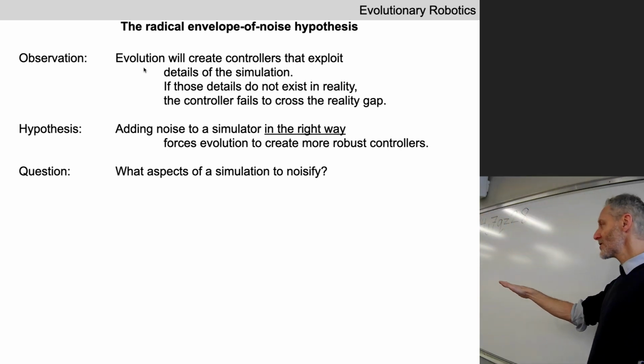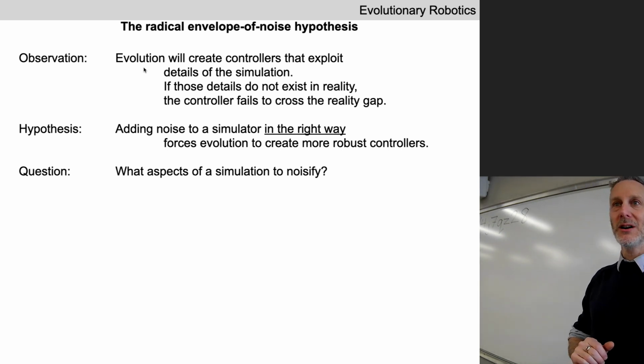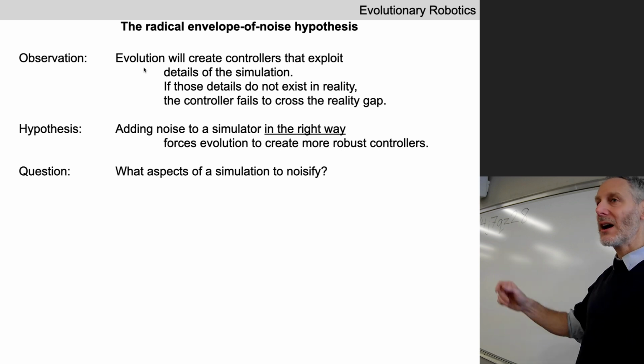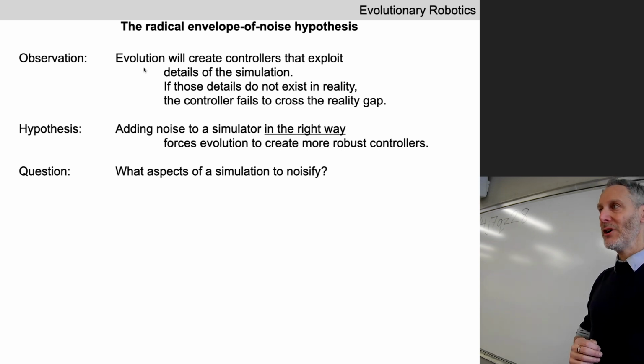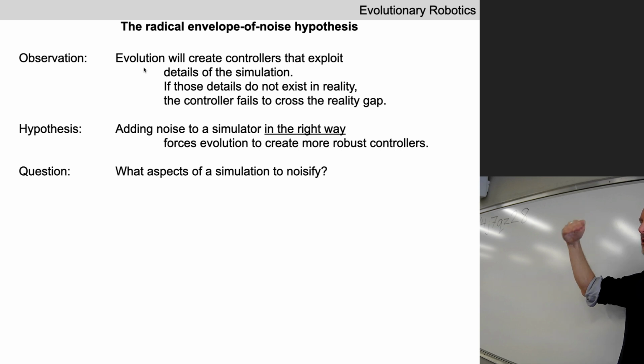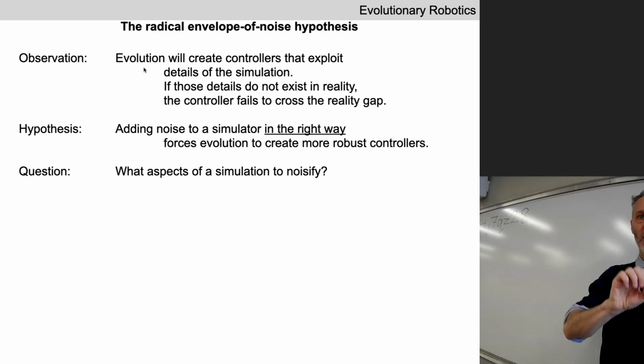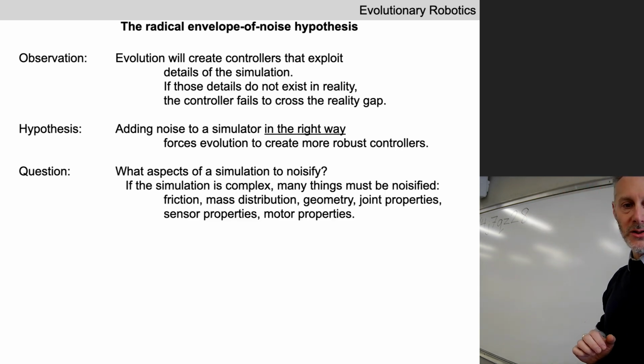Friction. In this room, maybe friction is relatively constant. It's relatively high. There's rugs in here. Out in the hall, it's the linoleum. The minute I walk outside, friction is quite different. Friction is usually a good aspect of the simulation to noisify. So you can see how we can start to go through a physical simulator and start to enumerate things that are relatively constant in the real world and not constant, and take those things that are not constant and start to noisify the simulation. Okay.